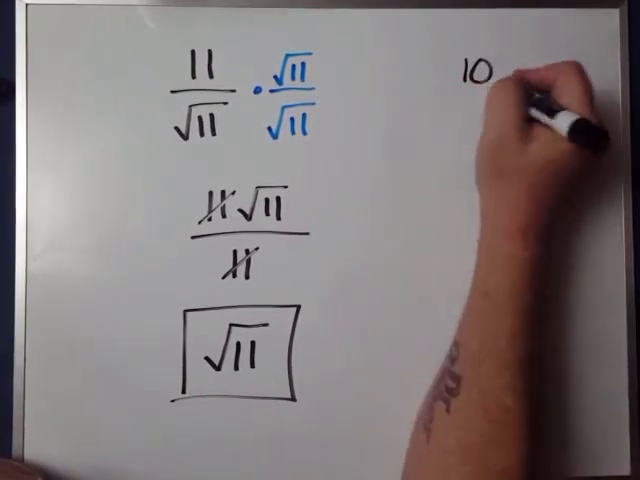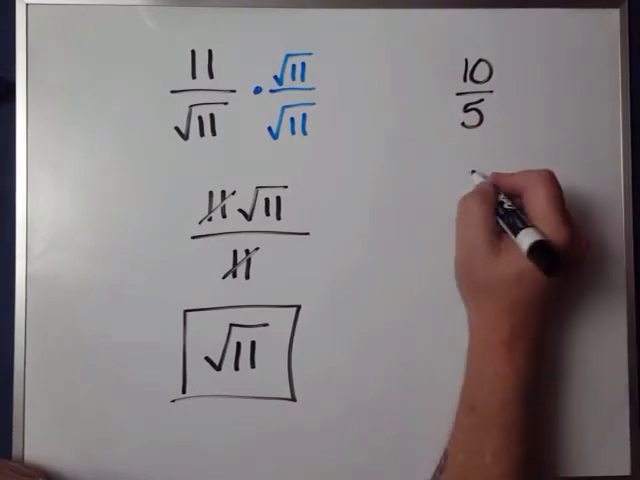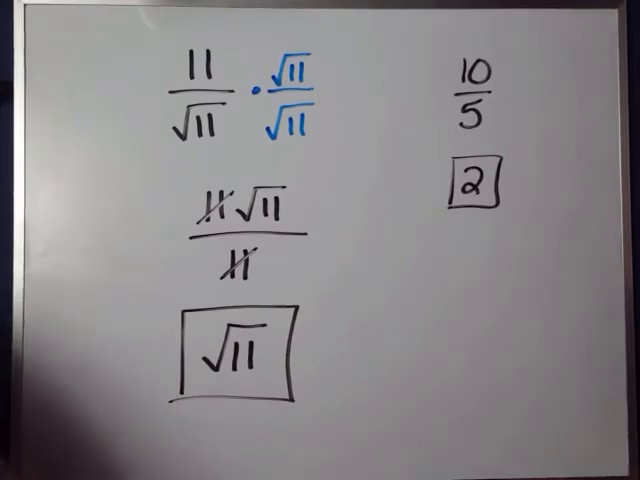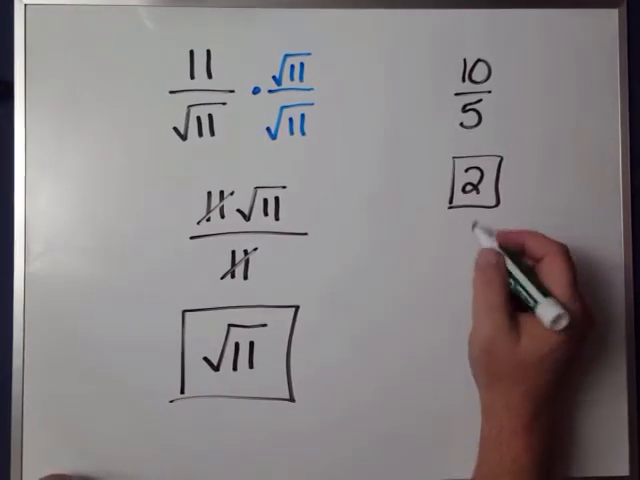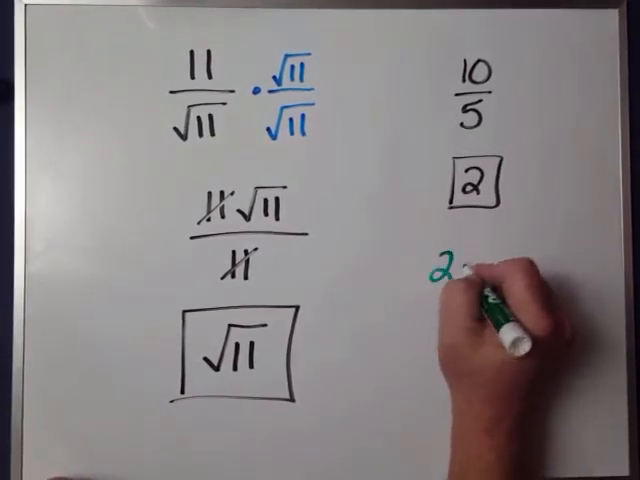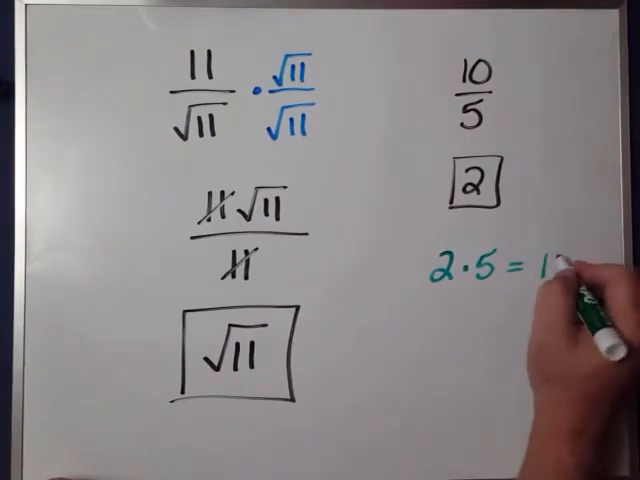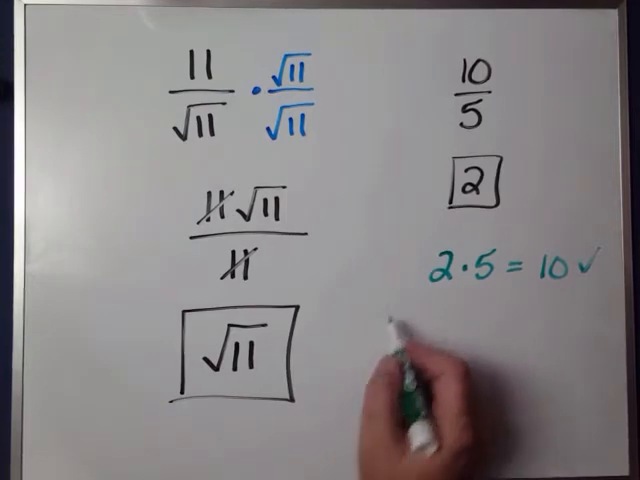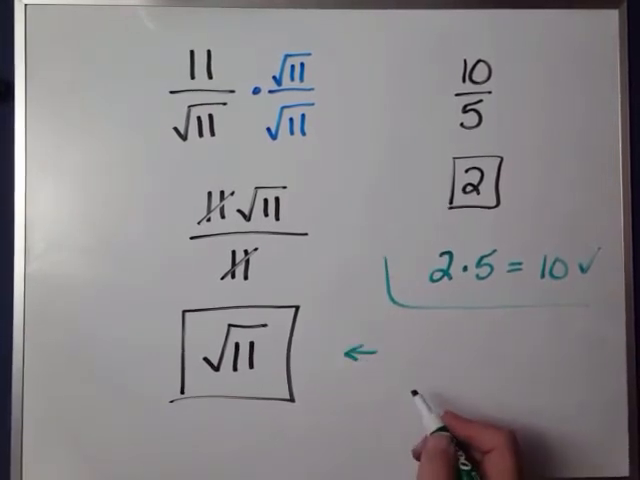If I said, what is 10 divided by 5? You'd say, well, that's 2. And how do you check that? You check a division problem by multiplying. Is it true that 2 times 5 gives you back that original 10? Yes. And so, how will I check this?